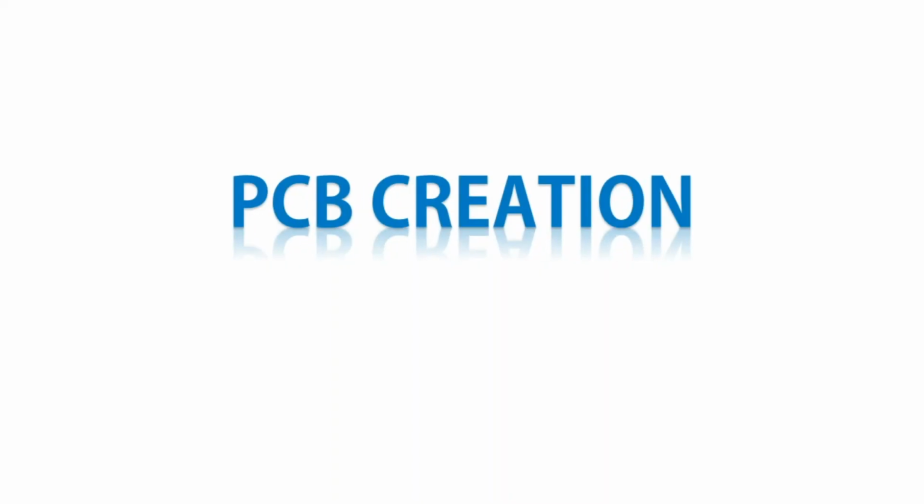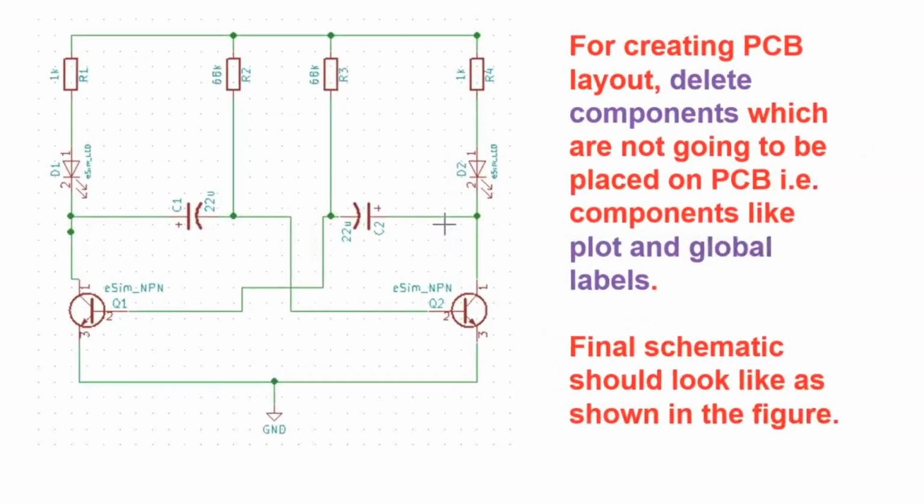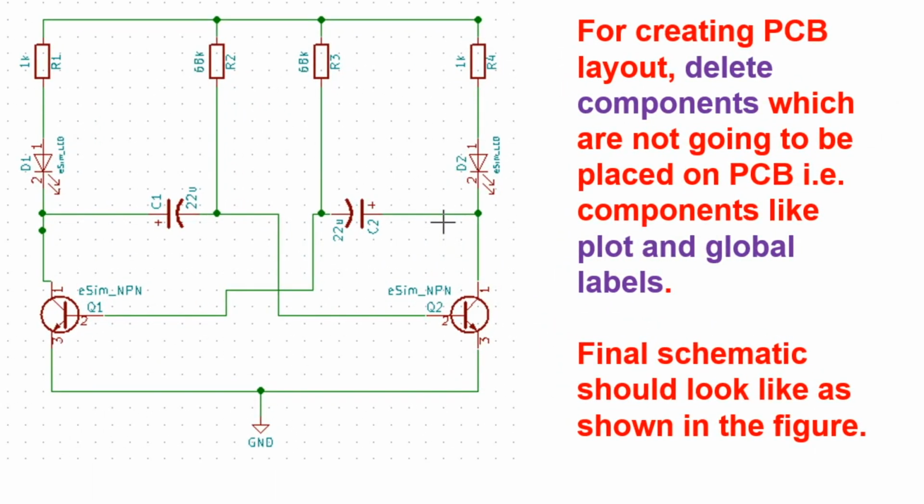Next, with respect to PCB creation, for creating the PCB you are supposed to delete the labels and the globals. The plot and the global variables have to be removed. So delete your plot and the global variables. As I instructed earlier, plot is used for simulation alone. If you would like to visualize some simulation outcomes, you could use plot.